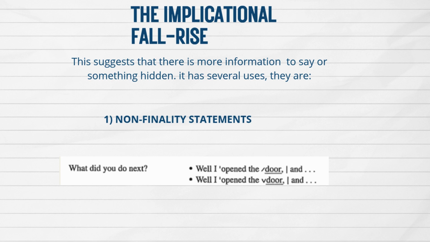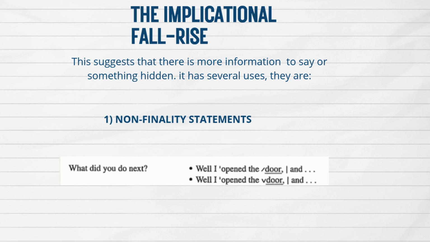Additionally, when we talk about implication with the four rise, we're talking about something that is useful in conversations. When someone uses this particular tone, it often means they are implying something. They may not say it directly, but the tone suggests that there's more to say. Let's look at a few cases.